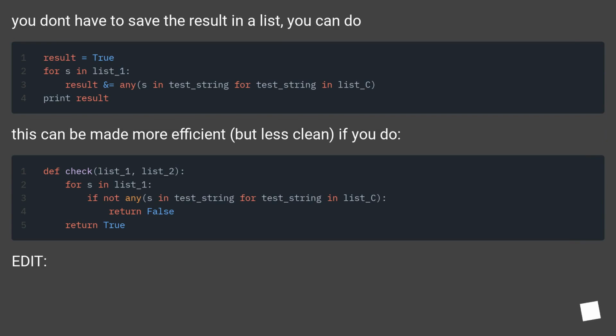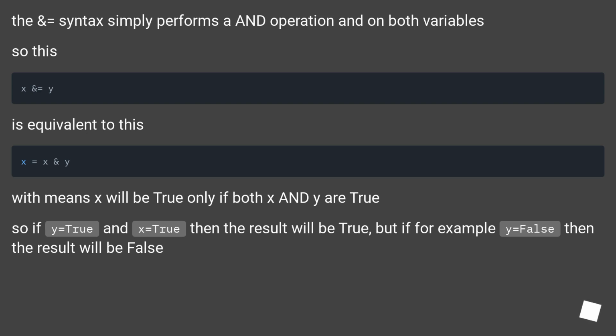Edit. The and equals syntax simply performs an operation and on both variables. So this is equivalent to this, which means x will be true only if both x and y are true. So if y equals true and x equals true, then the result will be true, but if for example y equals false, then the result will be false.